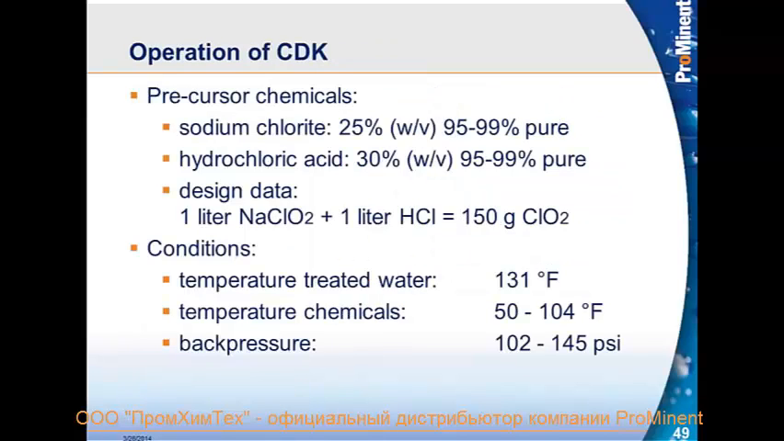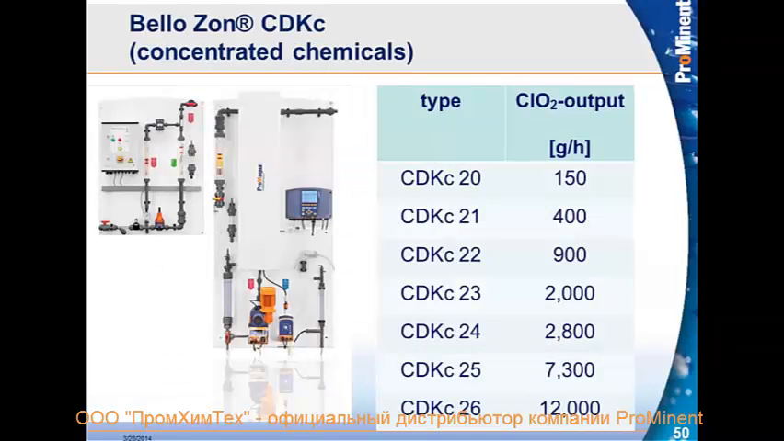If you need more of an output of chlorine dioxide, we have a system called a CDK. Now this uses concentrated chemicals: sodium chlorite at 25% and hydrochloric acid at 30%. So the design is if you have 1 liter of the chlorite plus 1 liter of the HCl, that gives you 150 grams of ClO2. If you remember a couple of slides back, the CDV gave you only 40 grams of ClO2. So once again, this is a much higher output system. This is a photo of the CDK.